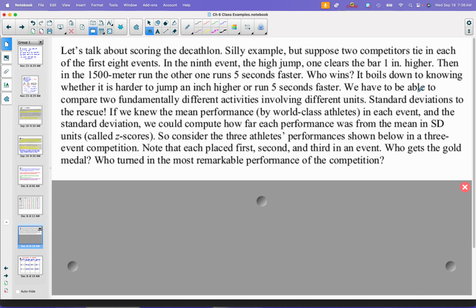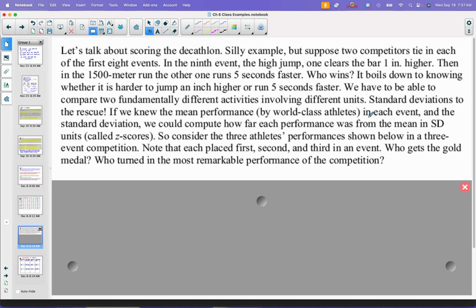So who wins? It boils down to knowing whether it is harder to jump 1 inch higher or run 5 seconds faster. So we have to be able to compare two fundamentally different activities involving different units. That's where we're going to use our standard deviations, and we're going to use z-scores. So just like we compared the ACT to the SAT, now we can compare a high jump, and we're going to compare that to running.